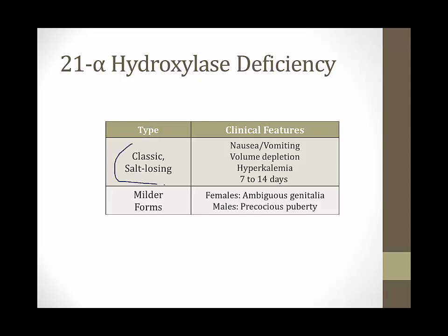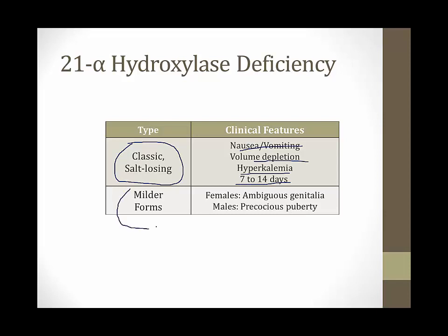In the classic salt-losing form, this is the most severe form of the disorder. These babies are born with a marked deficiency of cortisol and aldosterone. So they have nausea and vomiting, volume depletion, hyperkalemia. This usually presents in the first 7 to 14 days after birth. In addition, they can have ambiguous genitalia if they are female.